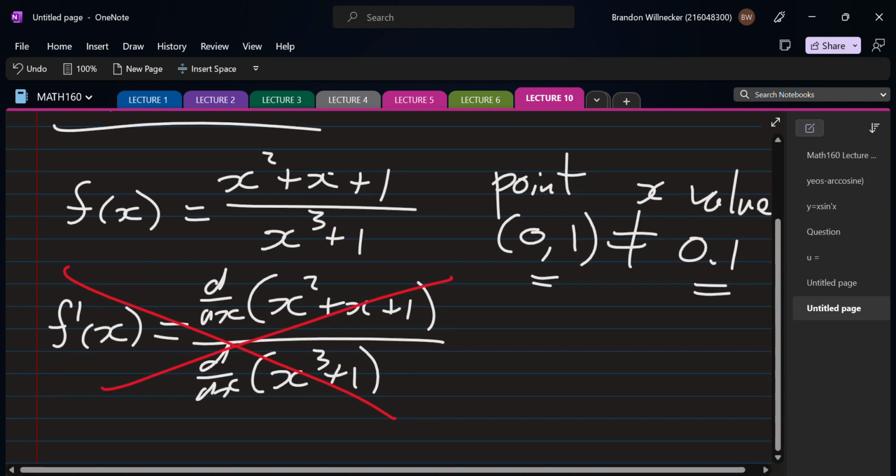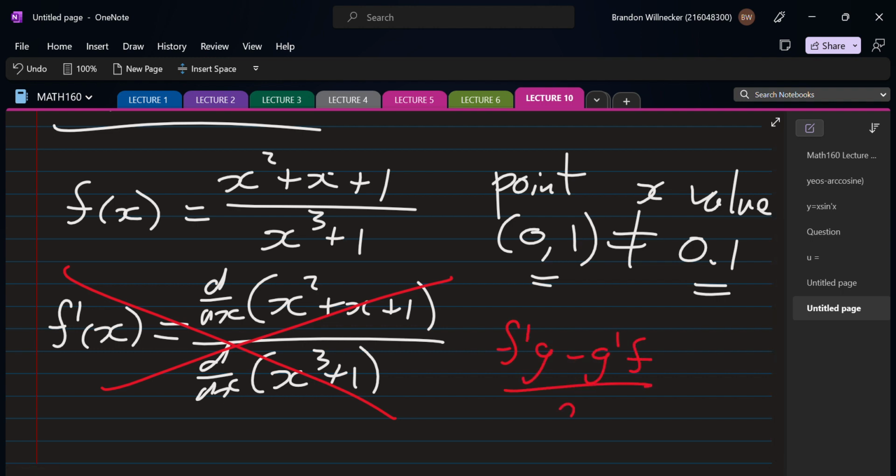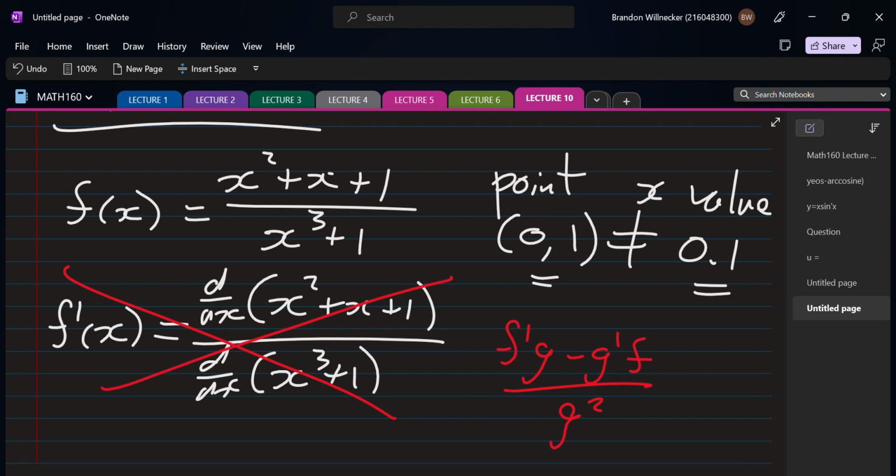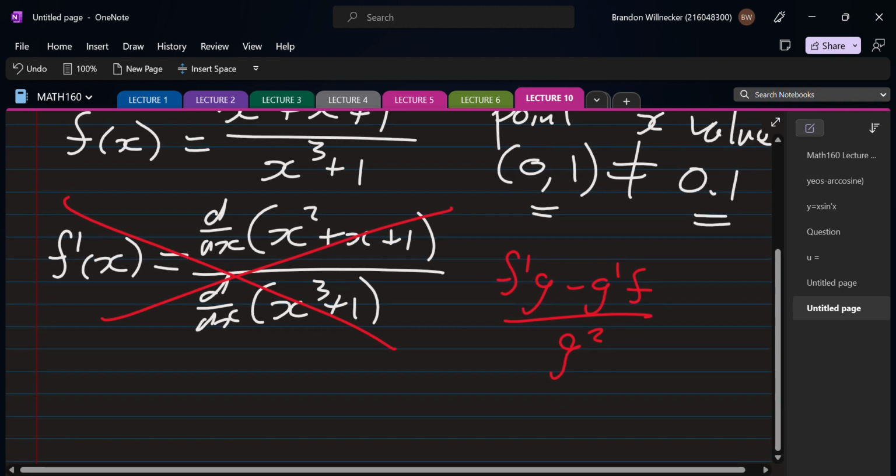Okay, so again, if you want to remember, f prime g minus g prime f over g squared. So the top part is very similar to the product rule, except you've got the minus there, and then you divide by g squared. So that's the quotient rule.